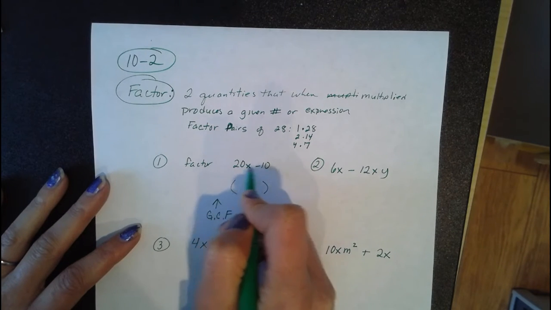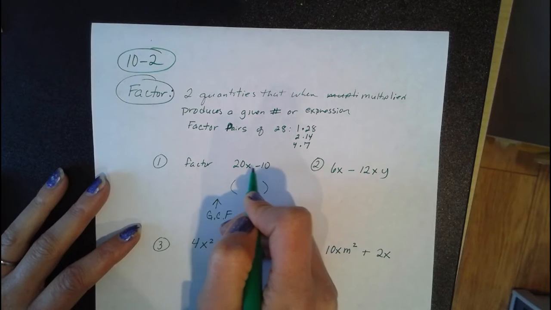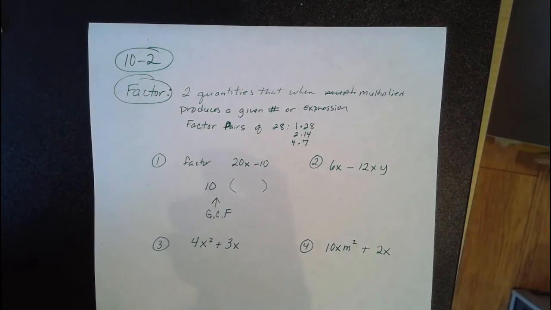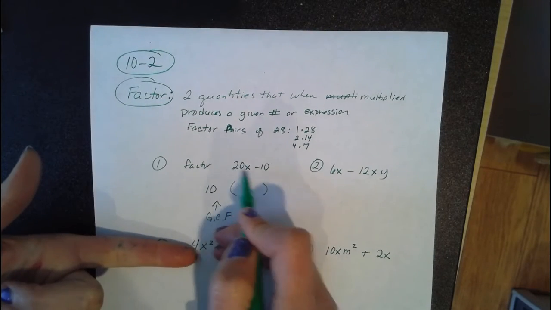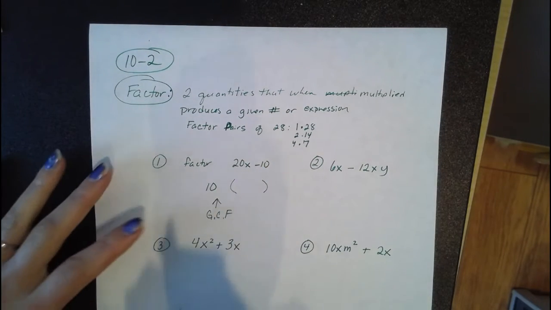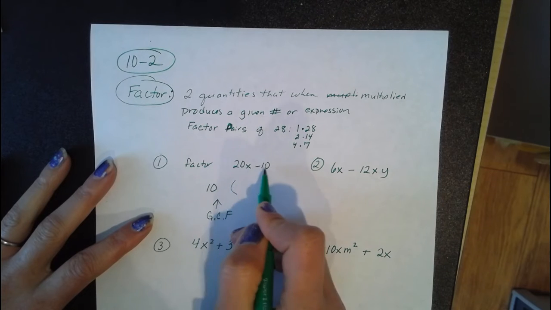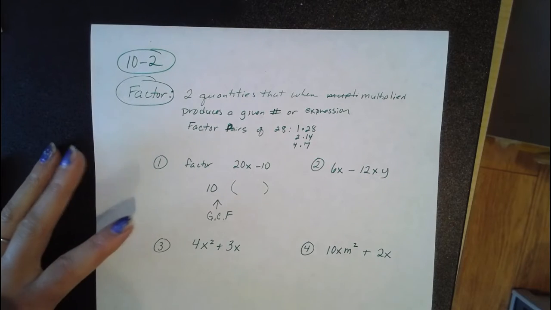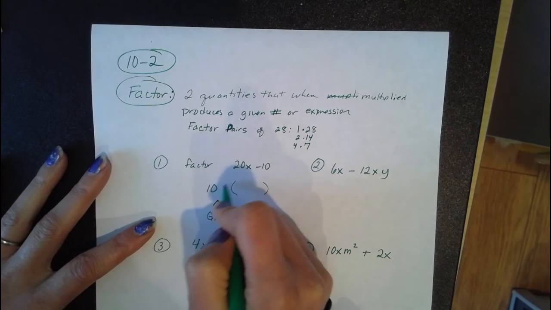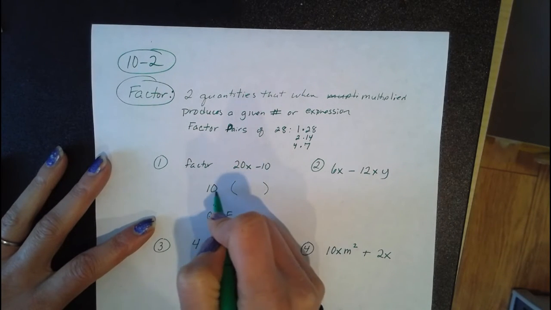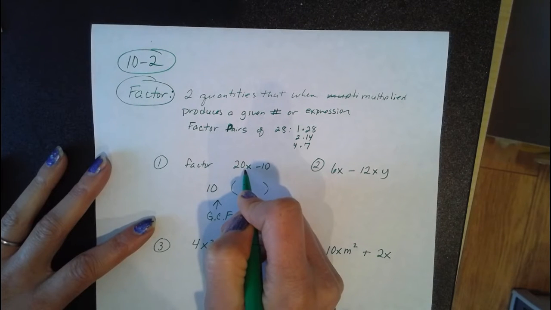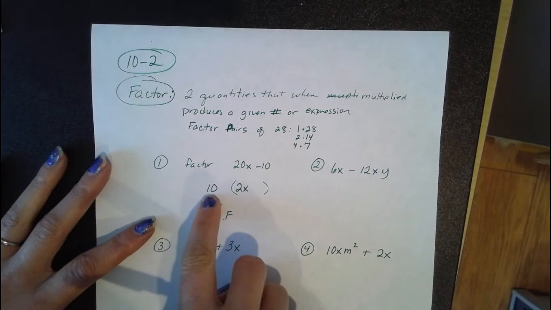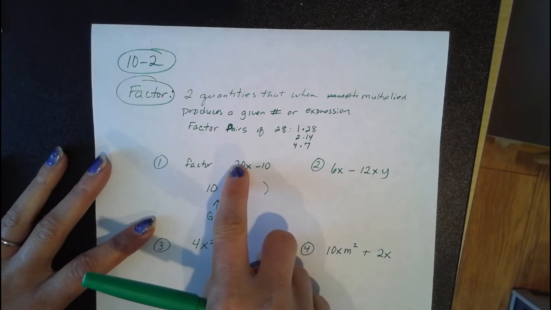So what I'm going to find here is that the biggest number that goes into 20 and 10 is 10. I wouldn't pick the 2 or the 5 because they're not the biggest. And then I'd want to look for any letters they have in common. There's no letters, so that's it. It's just a 10. I probably could have put it a little closer to the parenthesis. And now I just do a little problem in my head. What would I multiply 10 by to get back to here? Well, I'd need to multiply it by 2x. 10 times 2x is 20x.